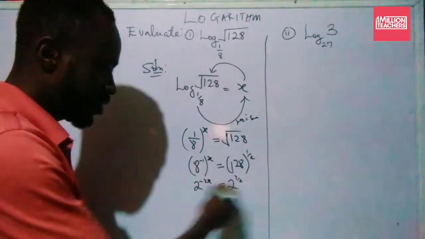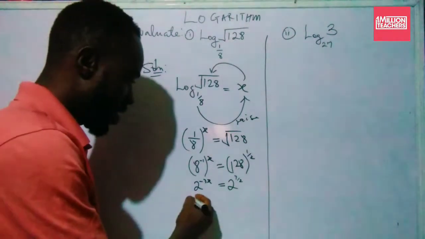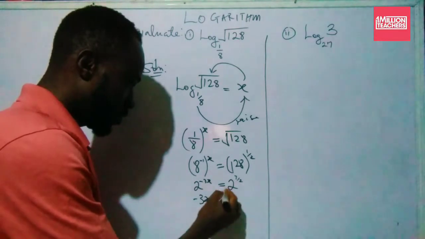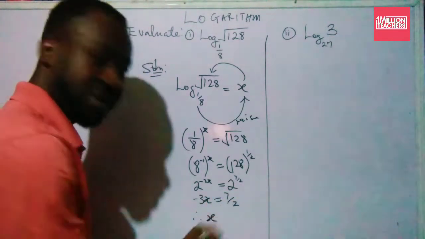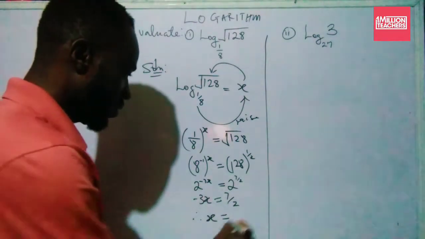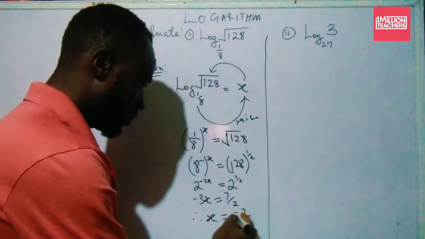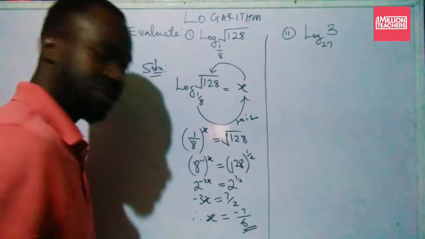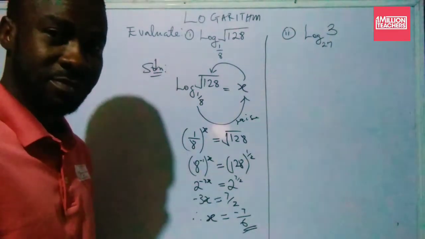And from our knowledge of indices, since the bases are the same, this is 2, this is 2, we're having minus 3x is equal to 7 over 2. And therefore, our x, which is our value which we are looking for, is equal to minus 7 over 6. And that's the answer to this particular problem.